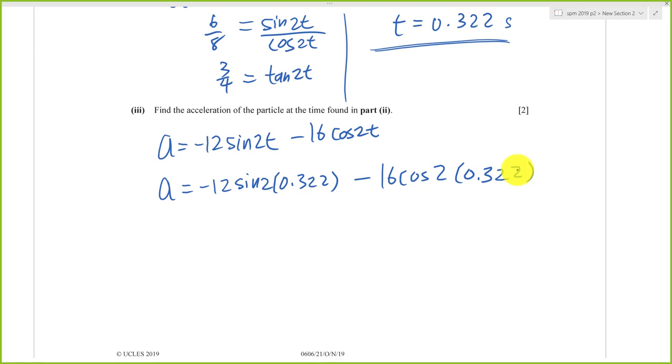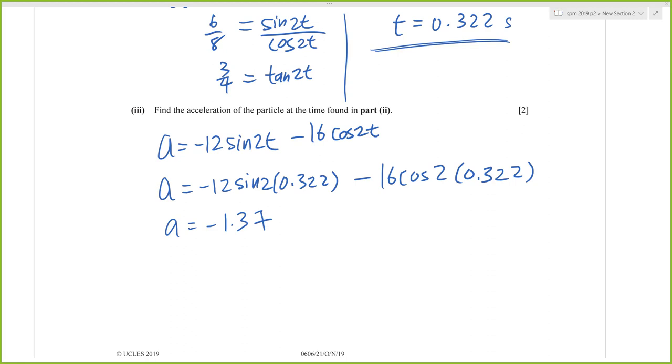Negative 12 sine 2 multiply 0.322 minus 16 cos 2 multiply 0.322. So I will get A equals to negative 1.37. Yep, so this is my answer here. And I hope this is correct. No, this is not correct. Find the acceleration of the particle at this time. Why is this not correct? My calculator in radian. Because according to the answer, I should get A equals to negative 20.